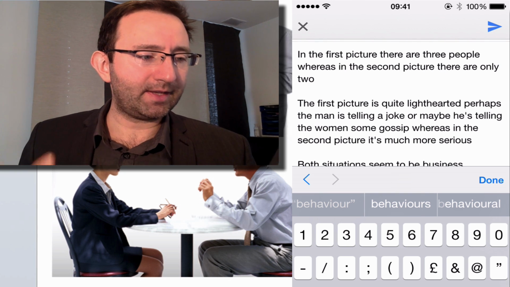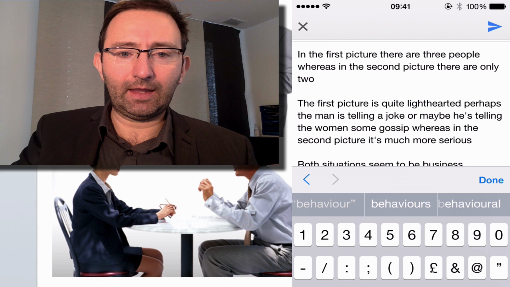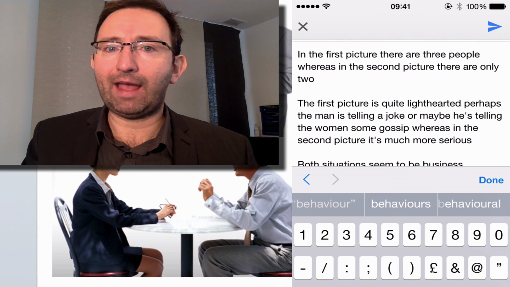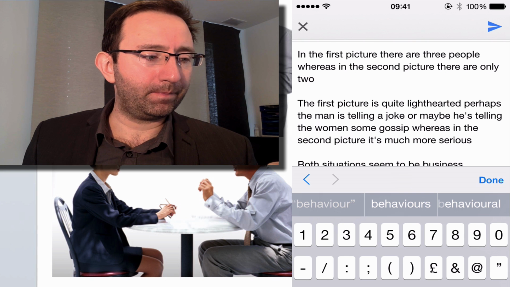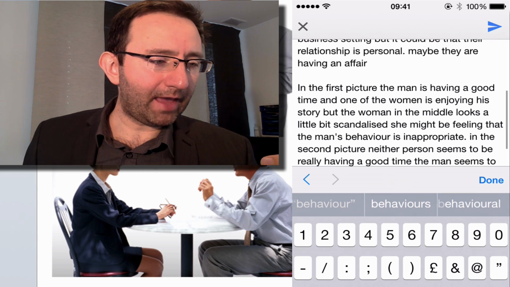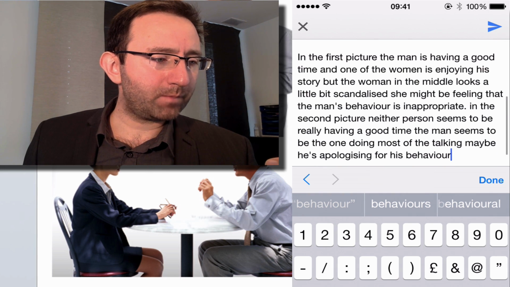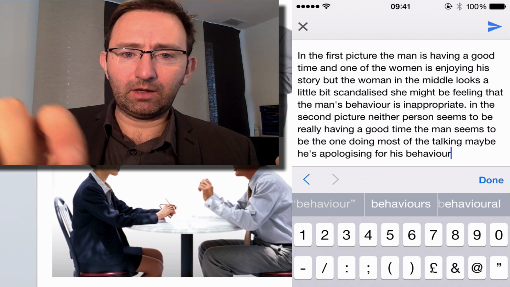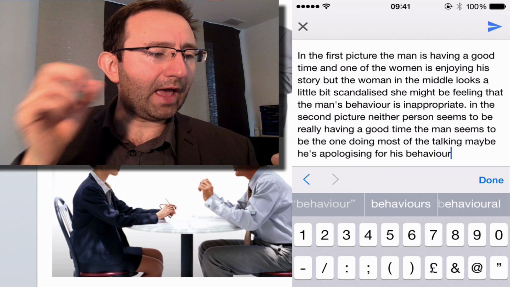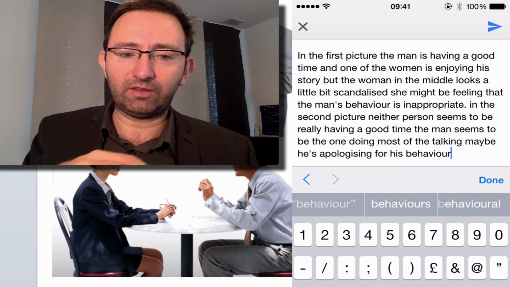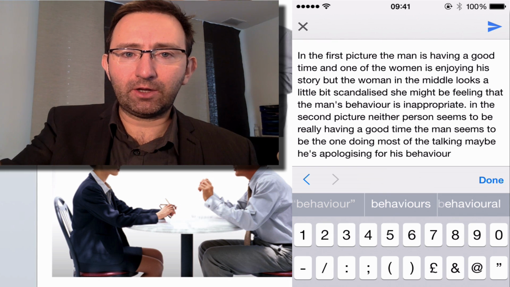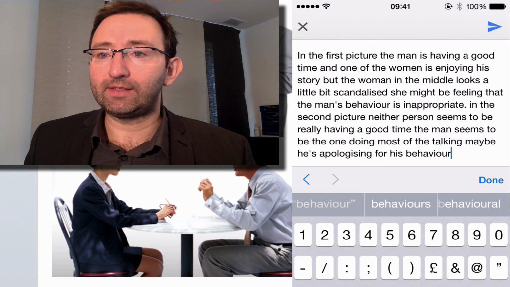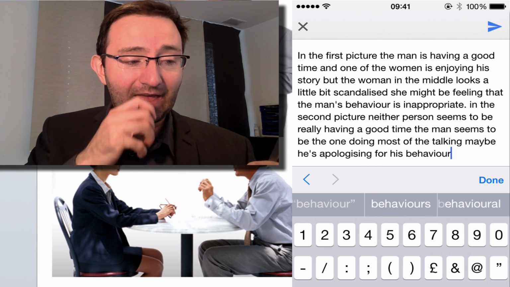Well, I said whereas, I said both pictures. I didn't really describe what was happening, but I compared everything. Except at the end, I said the first picture, the man is having a good time, and then the second sentence wasn't actually linked to the first. I said something about the first picture, I said something about the second picture. I should have said whereas or however or something like that.